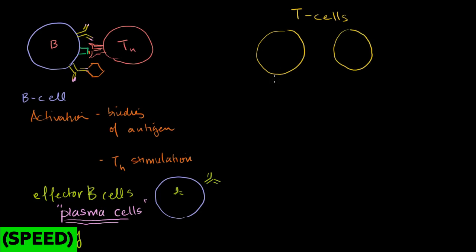All T cells have T cell receptors. Let me draw the T cell receptors, just like that. But they also have these other proteins on them. Some of them have these proteins called CD4 proteins, and some of them, I'll do it in a different color, have what's called CD8. So this one right here would be called a CD8 positive T cell. It has the CD8 proteins on it, and this would be called a CD4 positive T cell.